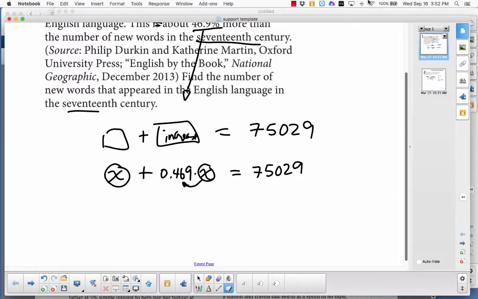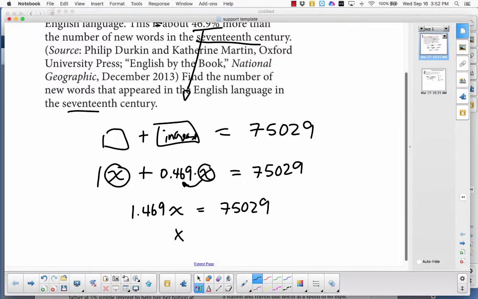So to finish off the question, let me grab a calculator. I guess I could do it on the screen there, but I've got my calculator, calculate mode. Beautiful. So I need to collect these x's. So this is a 1x plus that. So it'd be 1.469x is equal to 75029. I'll divide each side by the 1.469.